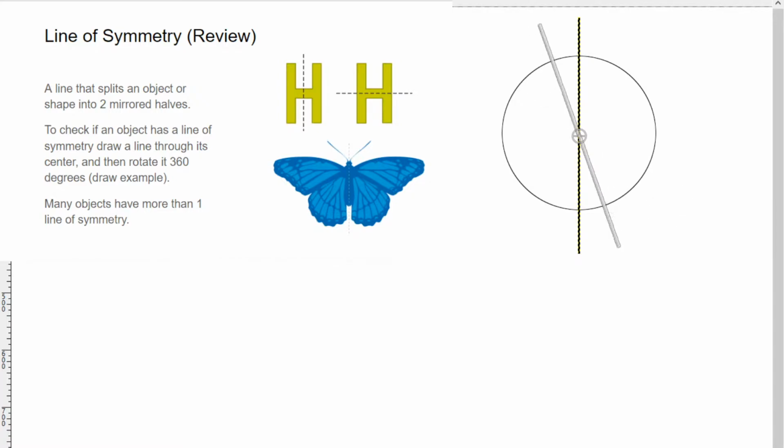But if, for example, you took this butterfly and decided that was the center there and you drew a line through it, you'd only get this one line of symmetry, no matter where you rotated that line. So many objects have more than one line of symmetry, although many don't, right? We talked about bilateral symmetry before for a lot of animals.